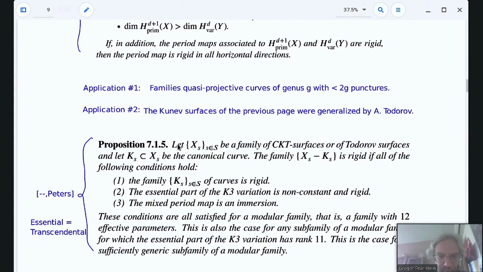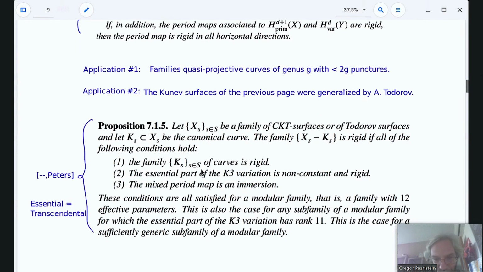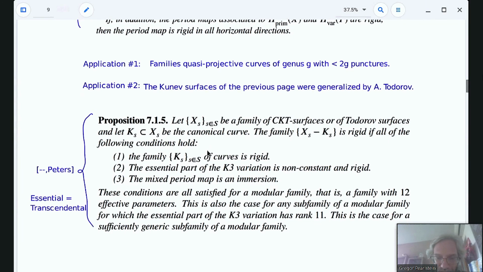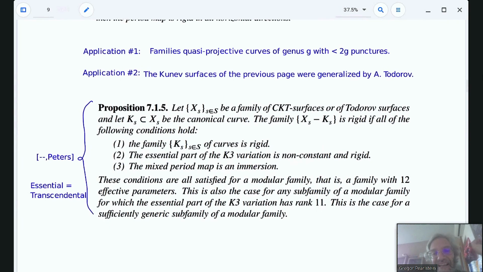if all the following is true: the family of curves is rigid, the essential part of the transcendental part of the K3 variation is non-constant and rigid, and the mixed period map is an immersion. And so let's not worry about modular here. Anyway, there is the natural 12-dimensional family, and that family is modular, and this rigidity result holds as soon as you have a sufficiently general generic subfamily of that kind of natural geometric family.